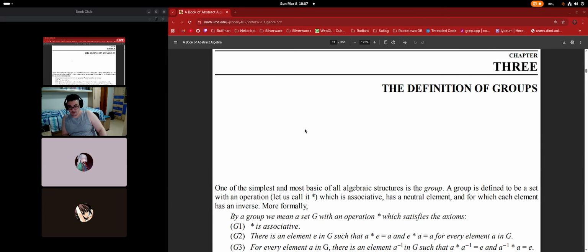Recording. Okay, so today we're going to talk about chapters 3 and 4. So these are groups and properties of groups. And I think we're going to fly over the actual chapter and we're going to probably go to some of the quote unquote interesting exercises.